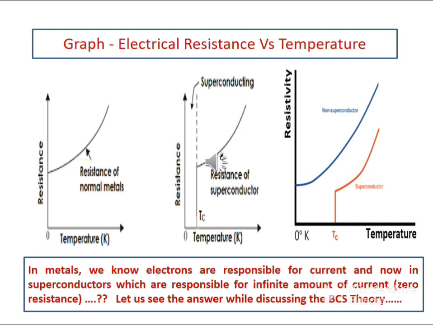Here let us discuss the graph between electrical resistance versus temperature. I have shown three graphs below. In all three graphs, we have taken resistance on the y-axis and temperature on the x-axis. The first graph is meant for the conductors. The second graph is meant for the superconductors. And in the third graph, we have given both. Now let us go to the first graph. Consider the first graph, where the resistance decreases as we decrease the temperature.